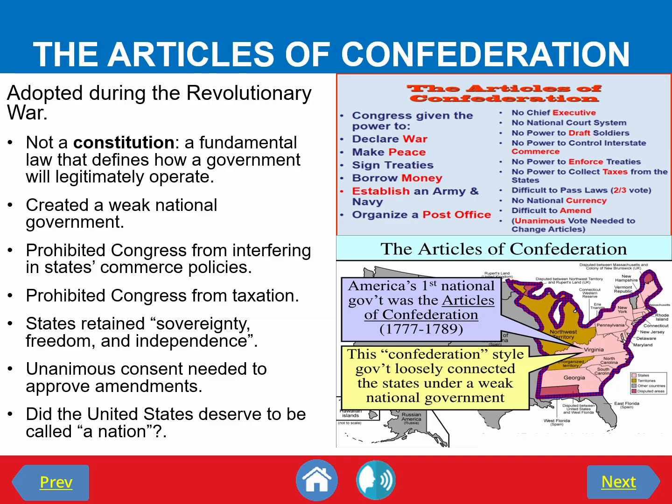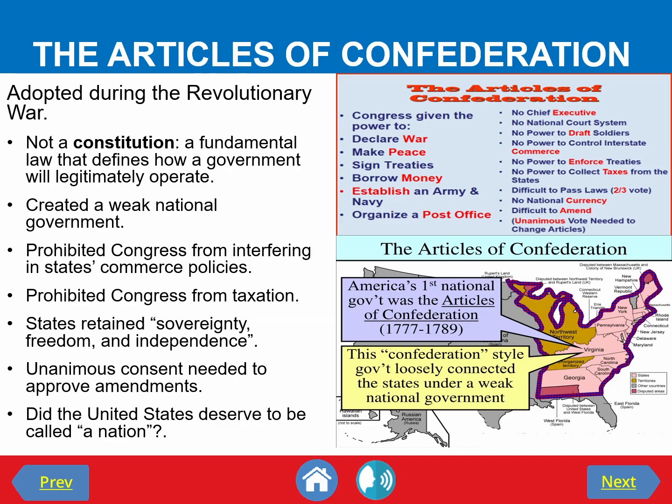This feature of the Articles was also a natural extension of the colonial experience. The colonies had always been governed separately and had different histories and in some cases different religious traditions. Not surprisingly, people thought of themselves first as Virginians, New Yorkers, Pennsylvanians, and so on rather than as Americans. Moreover, they were wary of centralized power. The American Revolution was a rebellion against the arbitrary policies of King George III, and Americans were in no mood to replace him with a powerful national government of their own making.